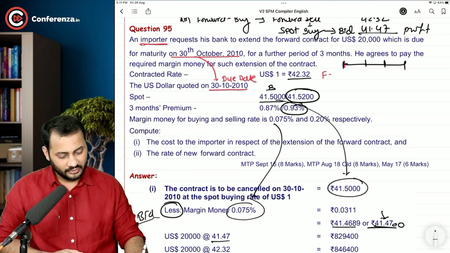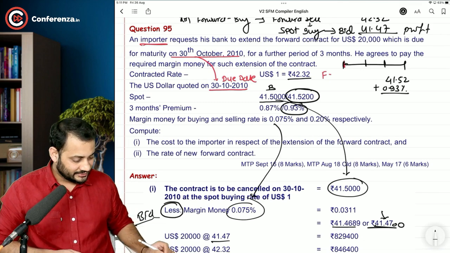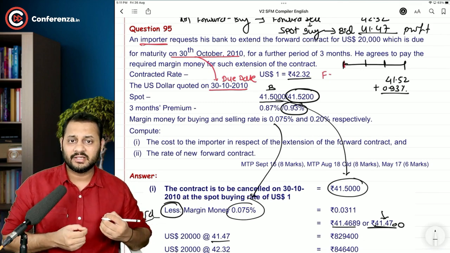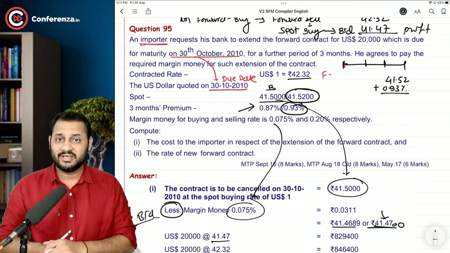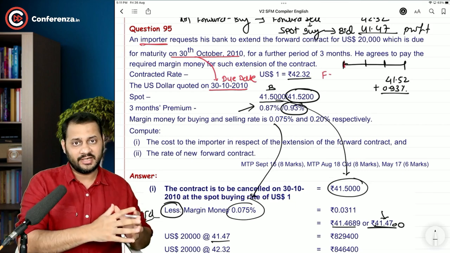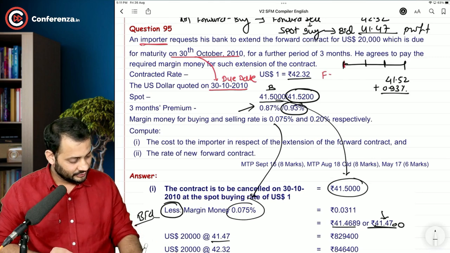We have to first calculate. So 41.52 plus 0.93%, that will give you the forward ask rate. Why plus? Why not minus? Because it is in ascending order. Swap points, if are in ascending order, we will add it. Descending order, we will deduct it. 41.9061.